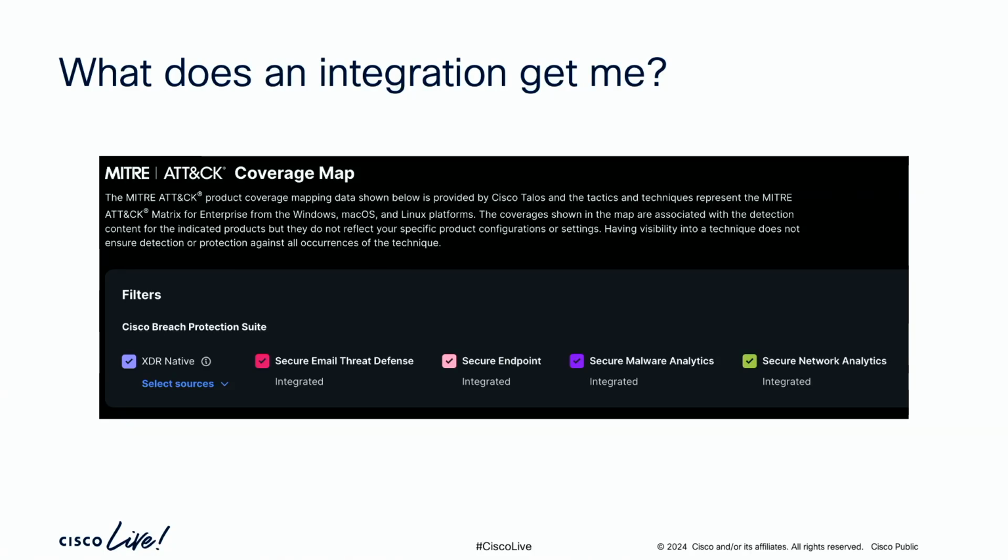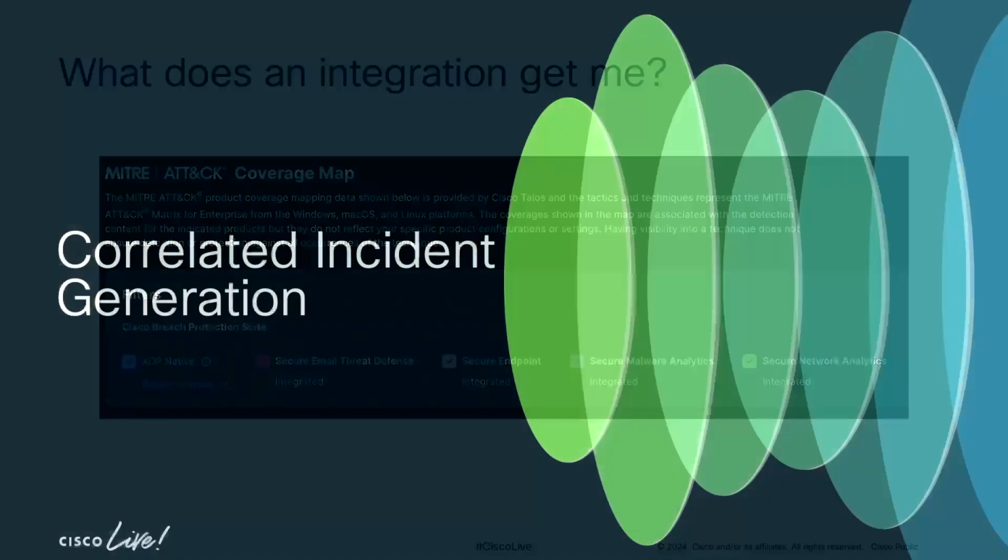One of the common questions that I get is, what does an integration get me? I've mentioned that we have integrations across a variety of domains. Like if I send Cisco NVM into Cisco XDR, what does that do for me? We've recently introduced the MITRE ATT&CK coverage map, which I will demonstrate hopefully, which will help you to actually understand what an integration gets you in terms of MITRE tactic and technique coverage in your environment.